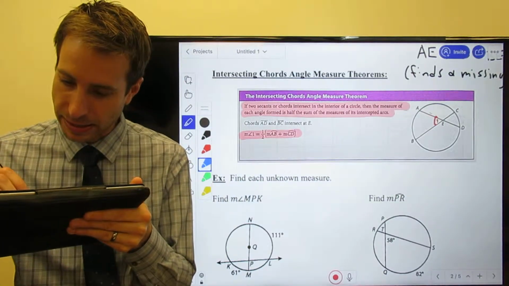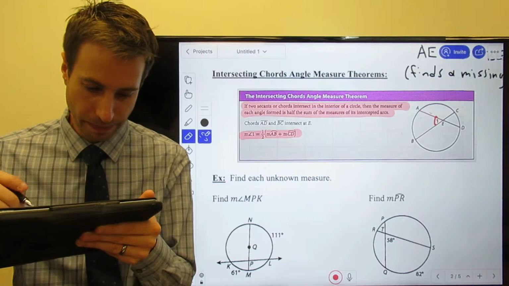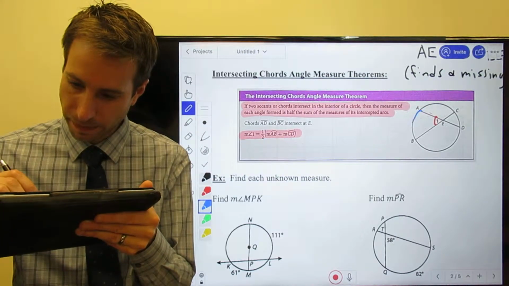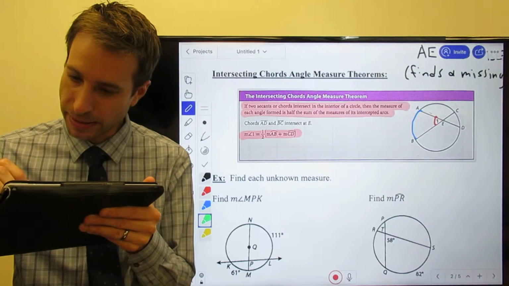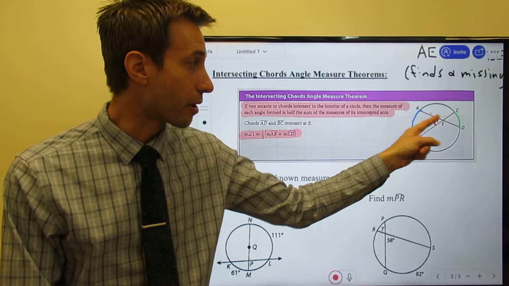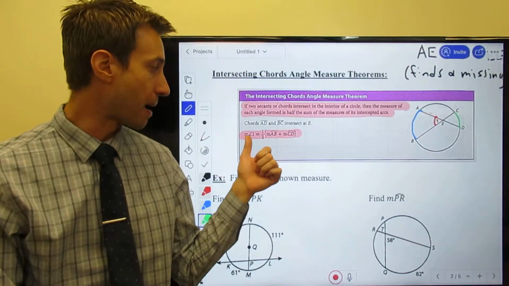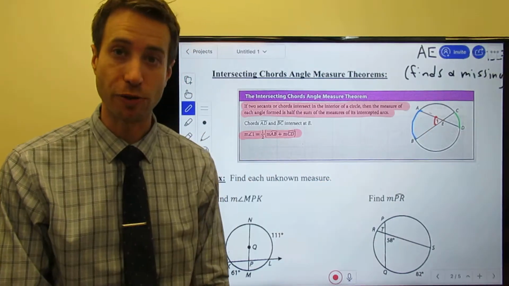So if this is AB, and this is CD, you will simply add together the measure of those 2 arcs. Add them together, multiply by 1/2, and you'll find the measure of that angle.